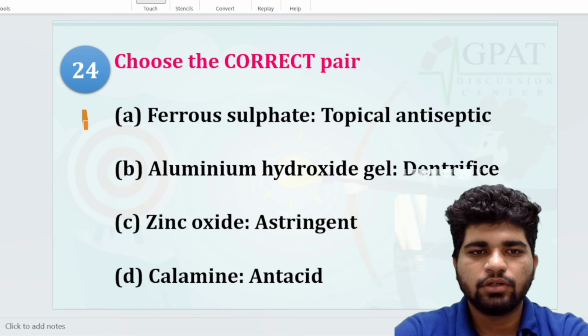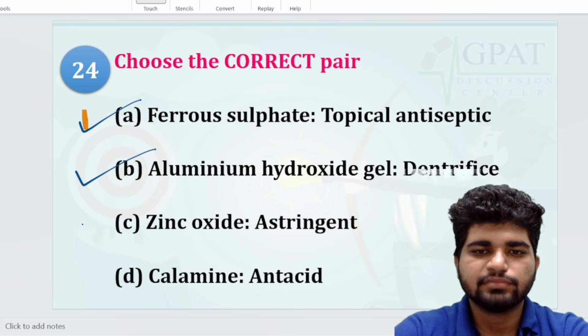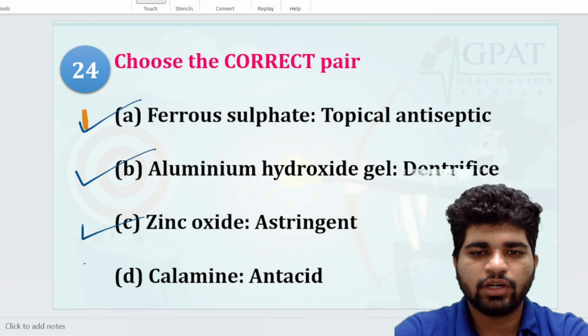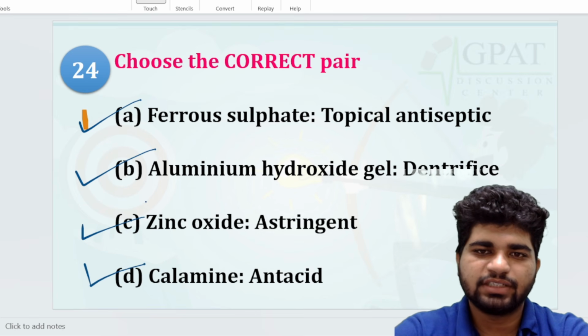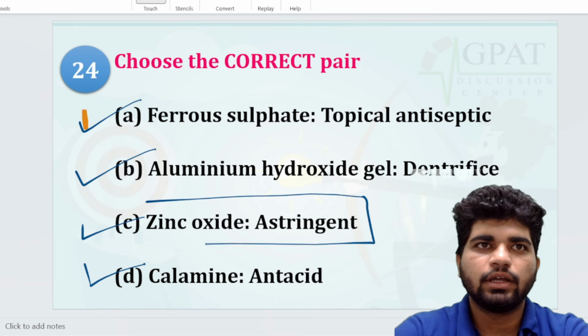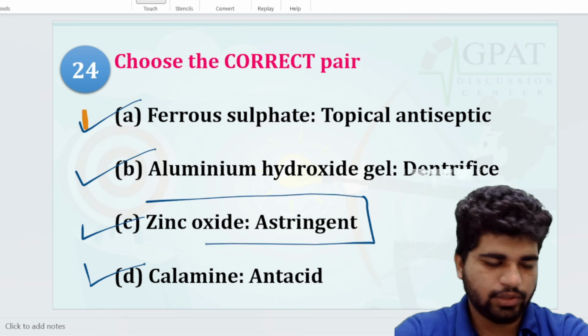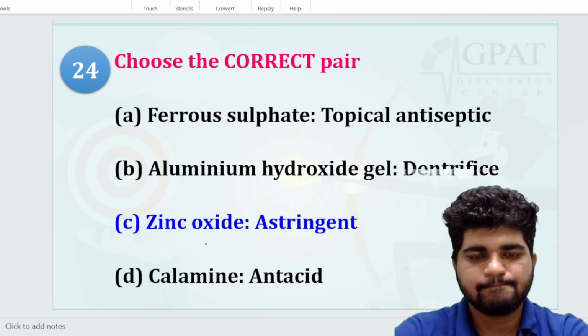Ferrous sulfate, is it your toxic antiseptic? Aluminium hydroxide gel denitrifies. Zinc oxide astringent, or calamine, that's your antacid. Obviously, it is going to be your zinc oxide, which is astringent in nature over here.